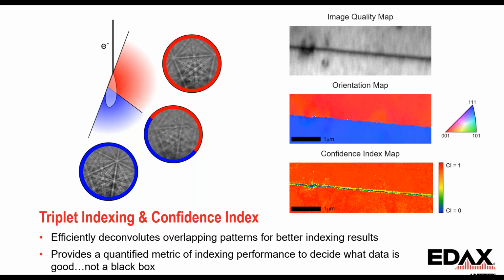So we see on the right here the image quality map at the top. We can see the grain boundary as a region of lower image quality. But we see in the orientation map that it's pretty much a step function across that boundary, even in the areas of lower quality. And we see the confidence index map shows that within the top and bottom grains, we have a high confidence. Near the grain boundary, the confidence will go down, and that goes down because the patterns are overlapping. We don't get as nice of a solution, but we still get the correct solution.